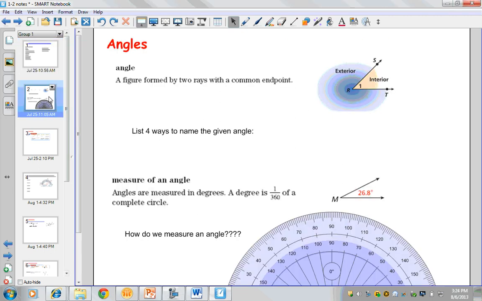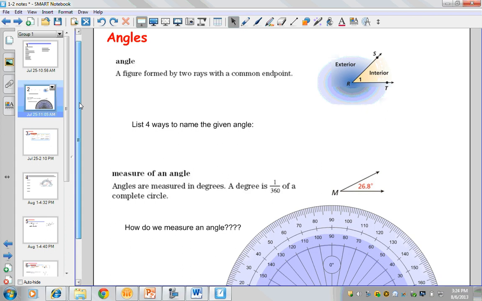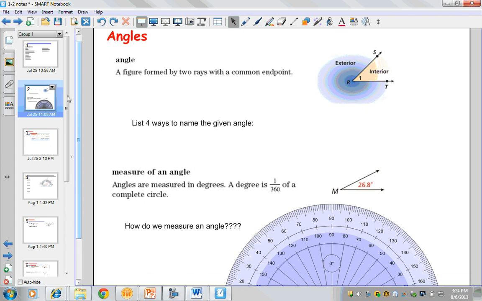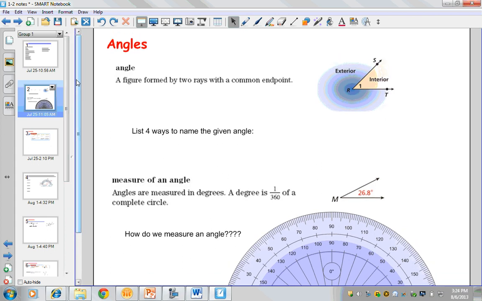Next slide. Okay, an angle is formed by two rays with a common endpoint. You should know exactly how an angle is made. What we have here is an example. We have angle SRT. Now, the first thing I want to make sure that you guys are aware of is how you name an angle, okay?